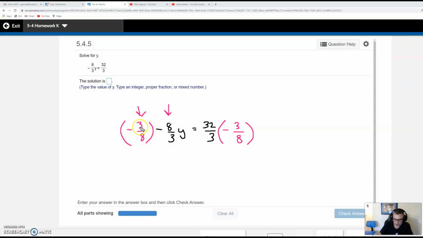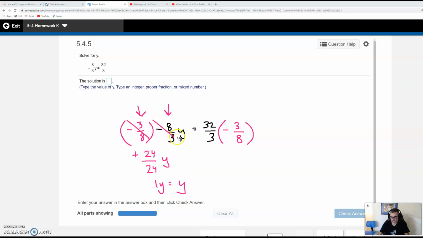So you can do all the multiplication here, right? A negative times a negative is a positive. 3 times 8 is 24. 8 times 3 is 24. So on the left-hand side here, I get 24/24 is equal to y. Well, all of this is just equal to 1. And 1 times y is just y. So essentially, this ends up canceling this out, right? Because it ends up being 1y, which is just equal to y.